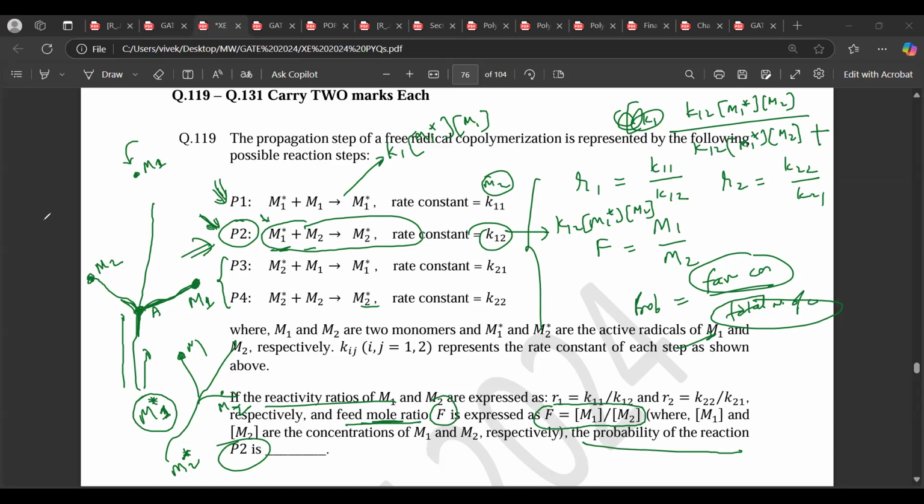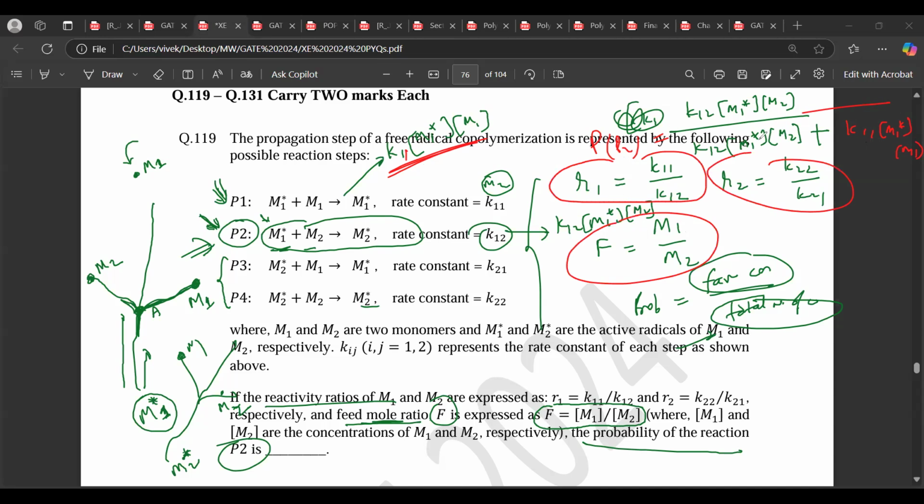But what I was doing is taking the total considering all four reactions. I'll tell you why all four is not correct. The rate of reaction for P1 is K11, M1 star, and then M1. That's it. The probability of P2 is this only. You have to solve this, and of course substitute here to get the final answer. We'll see the derivation. It's not a difficult task, but this is the idea, right?